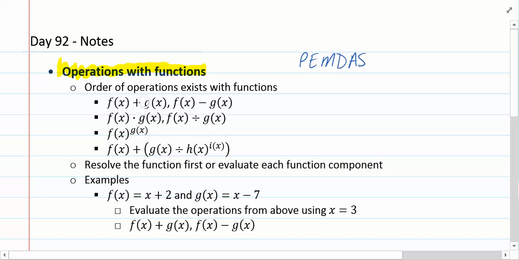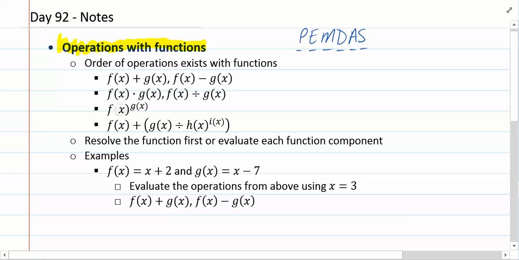Anytime I'm presented with a series of functions that have to be combined using mathematical operations, I still follow this acronym: parentheses, exponents, multiplication, division, addition, and subtraction. So if I wanted to add together two functions, f and g, I could do so. If I wanted to subtract, multiply, or divide them, that's possible as well. Even if I wanted to take a function and raise it to another power, we can do that. We have the mathematical ability to do so.